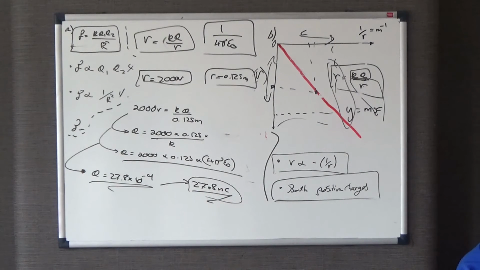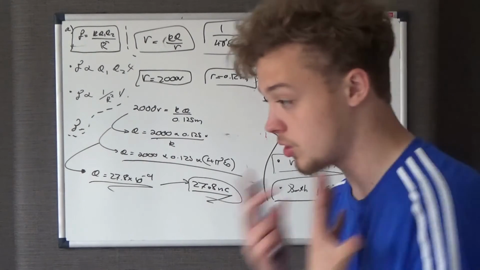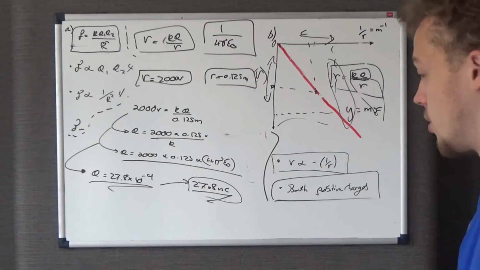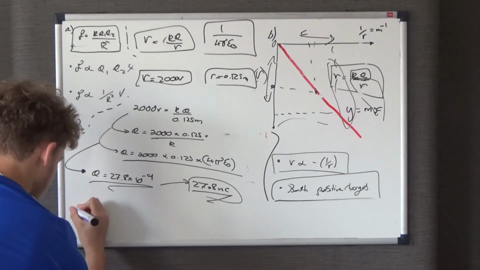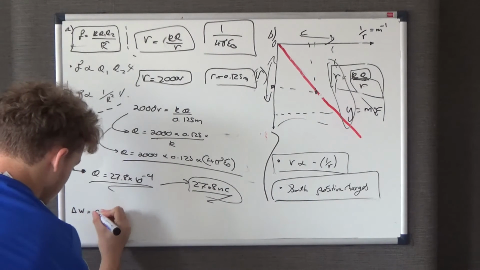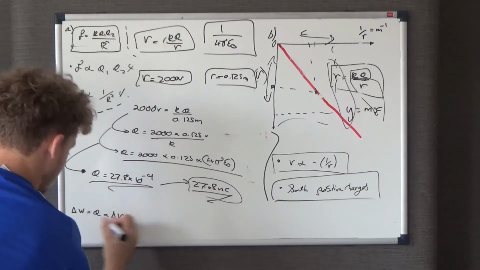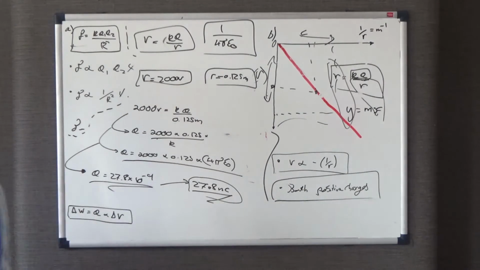The next part of the question says a 60 nanocoulomb charge is moved from a point where r is 0.2 meters to where r is now 0.5 meters. So there's a change of 0.3 meters. Calculate the work done. For this, just look on the formula sheet for the equation. The equation for the change in work done is equal to the charge times the change in potential difference.